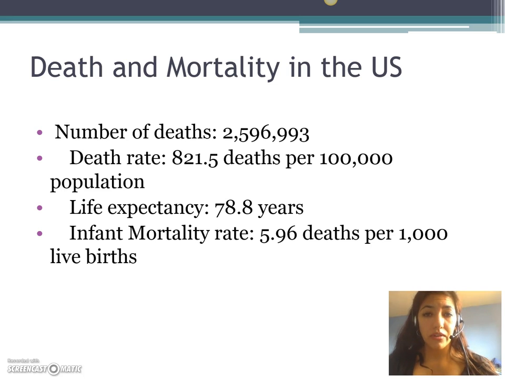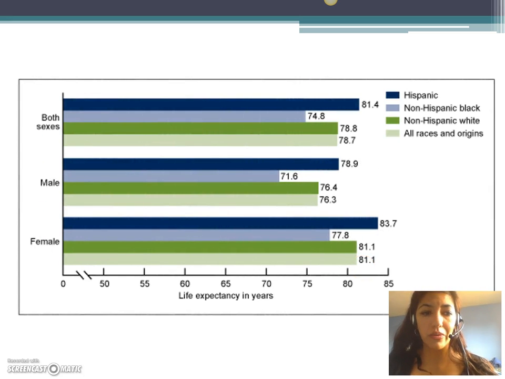In terms of death rates in the U.S., currently the last published numbers show the death rate at 821.5 deaths per 100,000 people in the population. Life expectancy, lifespan, is 78.8 years, and infant mortality rate is 5.96 deaths per 1,000 live births. So you can see we have over 2 million, basically 2.5 million deaths in 1 year. Okay, so that's death in the U.S.